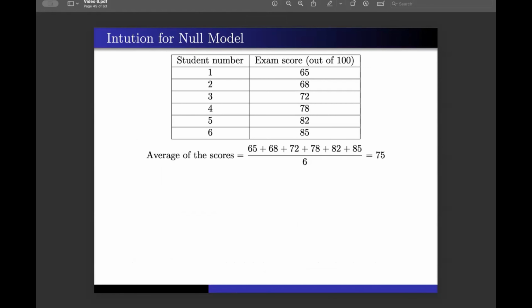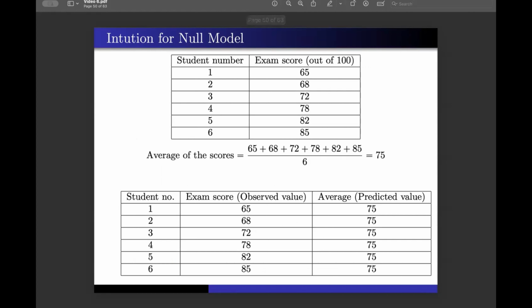And we get 75. So 75 is the predicted value for each observation, and that's the best we can do, because the average is the point that minimizes the total deviation from all the values. So that's the best guess we have when we only have one variable present in the data set.